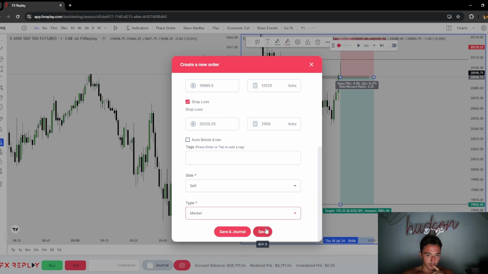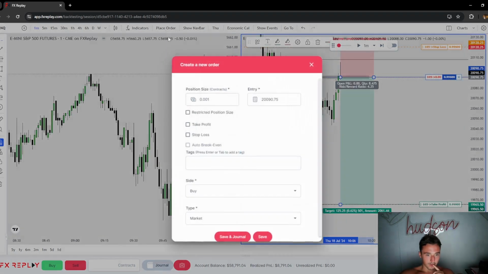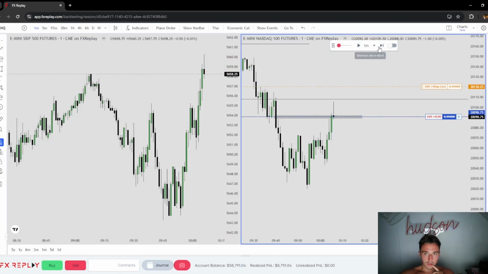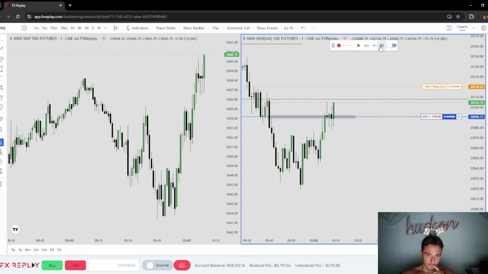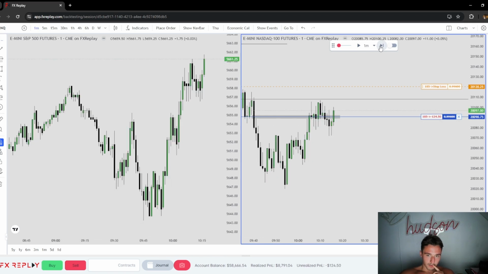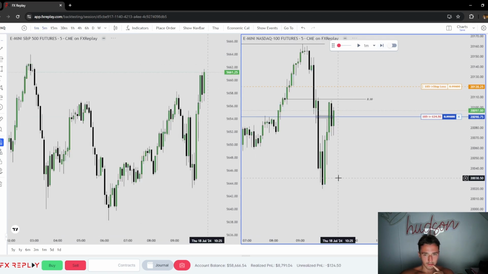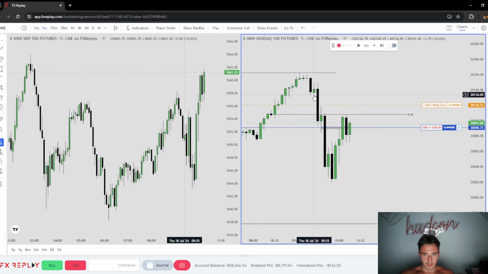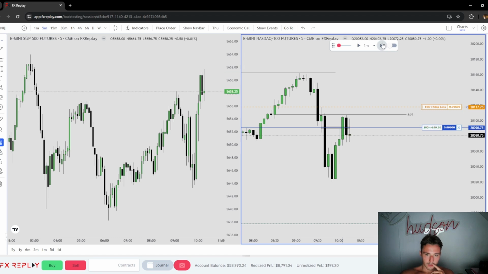We're actually going to go market on this one, but I'm going to go in right now and change it to limit so I don't keep doing that. Boom. All right, so let's see what happens. Let's go to the 5-minute. What's the 5-minute doing? We might come up here. I'm going to put my stop right there.